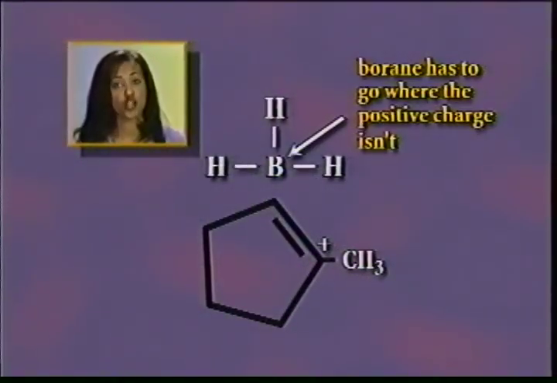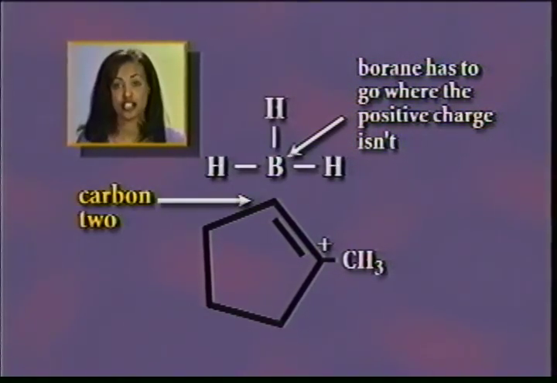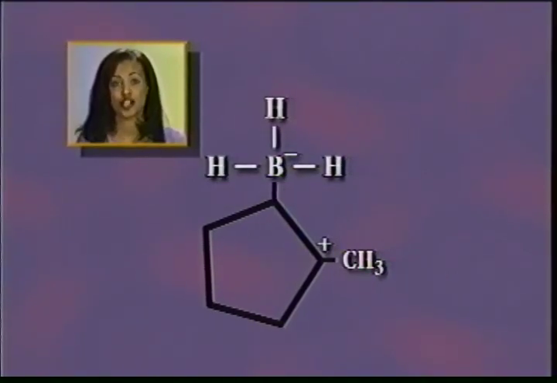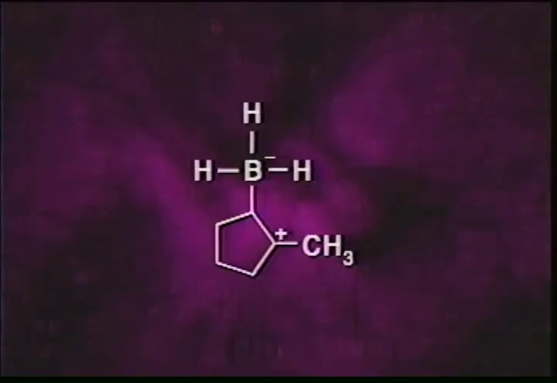And here's the kicker. Borane has to go to wherever the positive charge isn't, which in this case is carbon 2. So, boron ends up bonding to the less substituted carbon. So we have a positive charge on carbon 1 and boron with a negative charge on carbon 2.